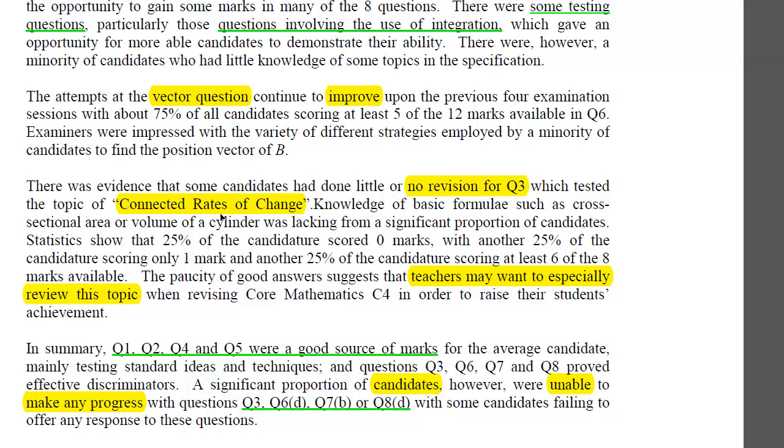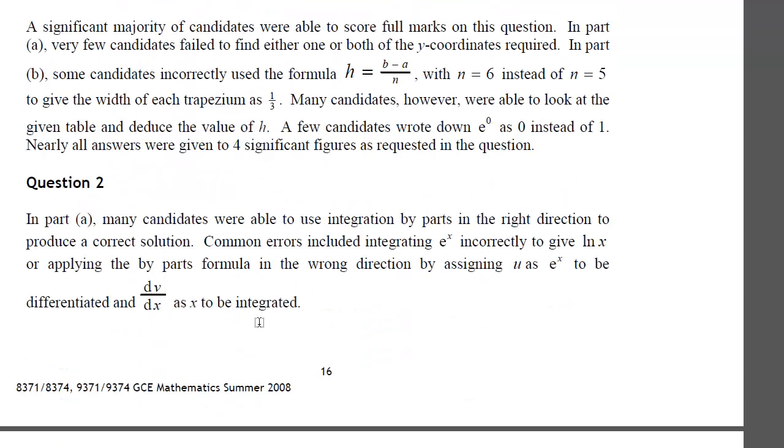So when they said no revision for C, it seems as if they had no idea for question number 3. Connected rates of change, and very few people could do this. So once you understand that most of the students in the world are facing problems with this question, rates of change, if you study rates of change, you're going to get good marks because they're going to test it again. That's the warning.